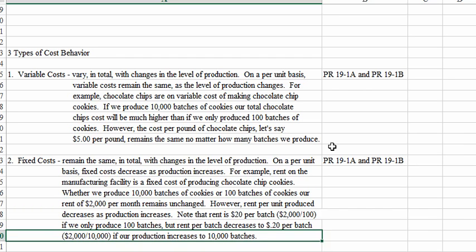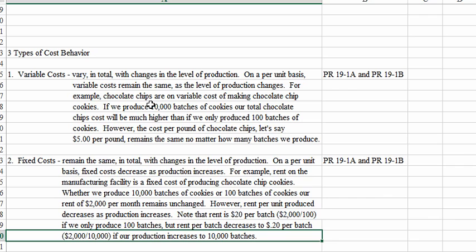So let's think about these. Variable costs in total increase when production increases and decrease when production decreases. Fixed costs in total remain the same. If production increases or production decreases, fixed costs remain that constant amount. However, on a per unit basis, variable costs are constant. All right, let's say we're paying $15 an hour for our direct labor. Well, we're going to pay them $15 per hour whether we only run one shift of employees or if we're running 3 shifts. The per hour amount remains the same.